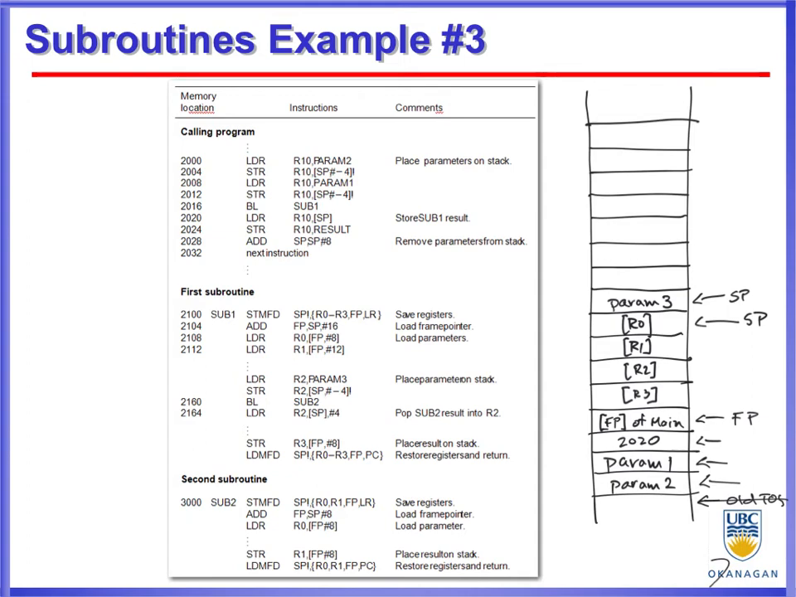Okay, now we're ready to call that second subroutine, branch and link. So the program counter gets updated. The program counter currently has 2164 in it. That address gets transferred to the link register. That's our return address. When we come back from sub 2, we want to come back to this instruction, to this address, 2164. So 2164 is in the program counter. That goes into the link register, R14.